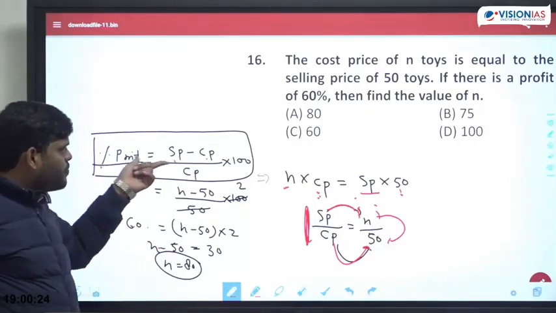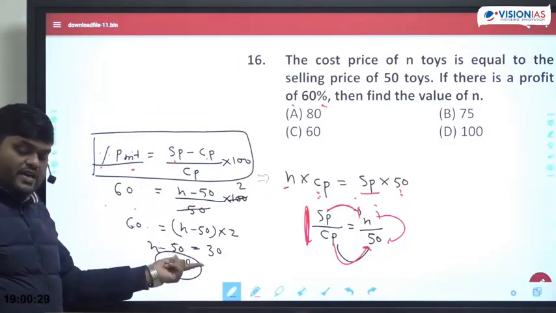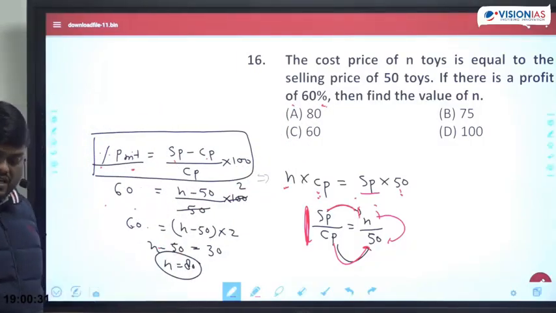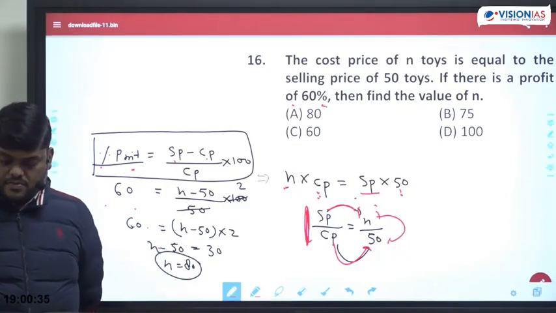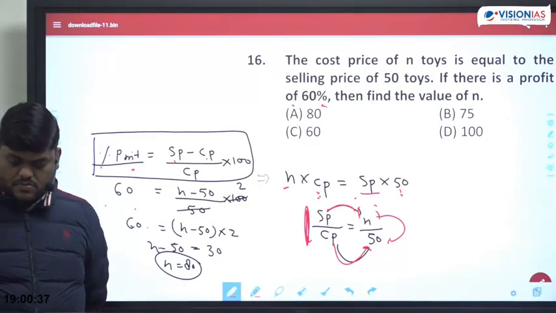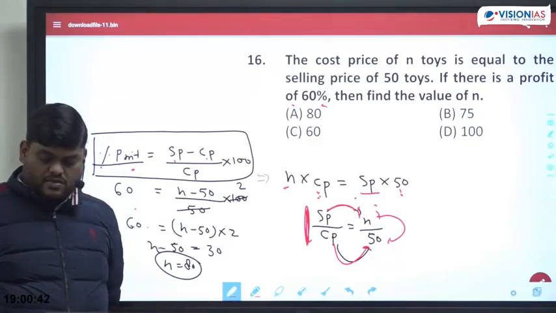We have the percent of profit given as 60%. We put in all the values, solve this, and find the answer. N is equal to 80. So I got the answer as 60% of 50 is equal to 30.